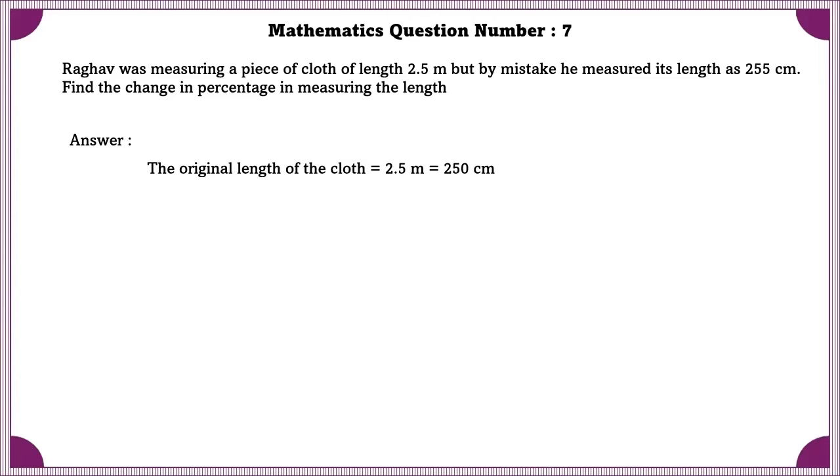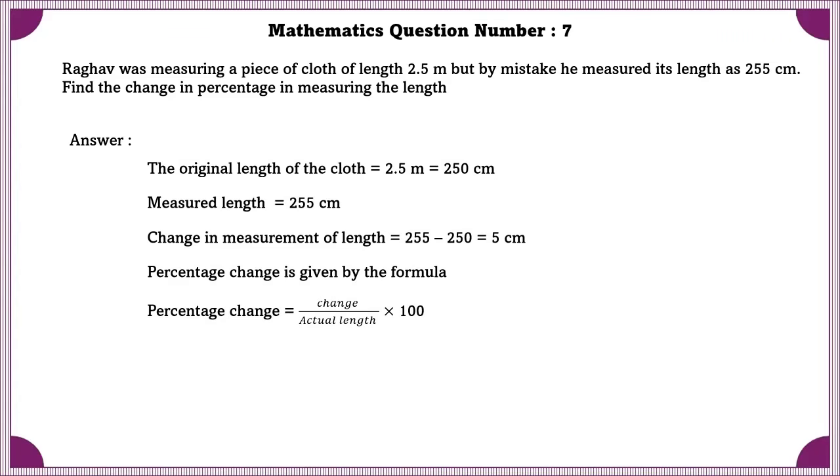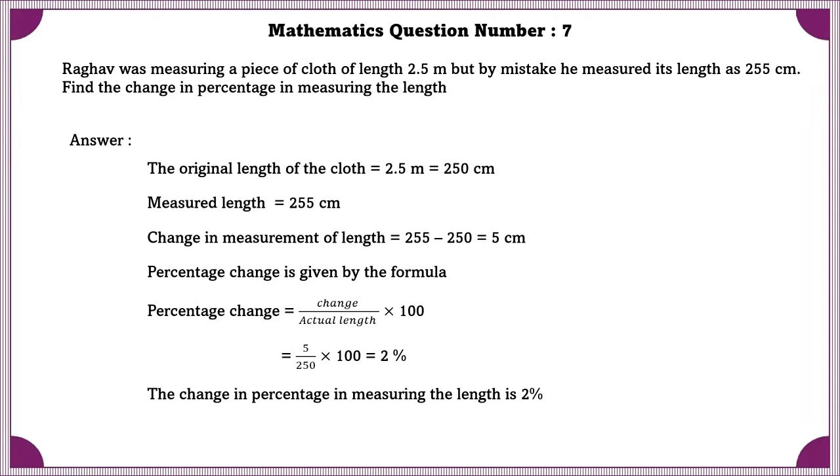The original length of the cloth is equal to 250 centimeters. Measured length is equal to 255 centimeters. Therefore, change in measure of length is equal to 5 centimeters. Percentage change is given by the formula change by actual length into 100. If we do that, we'll get the percentage change as 2%.